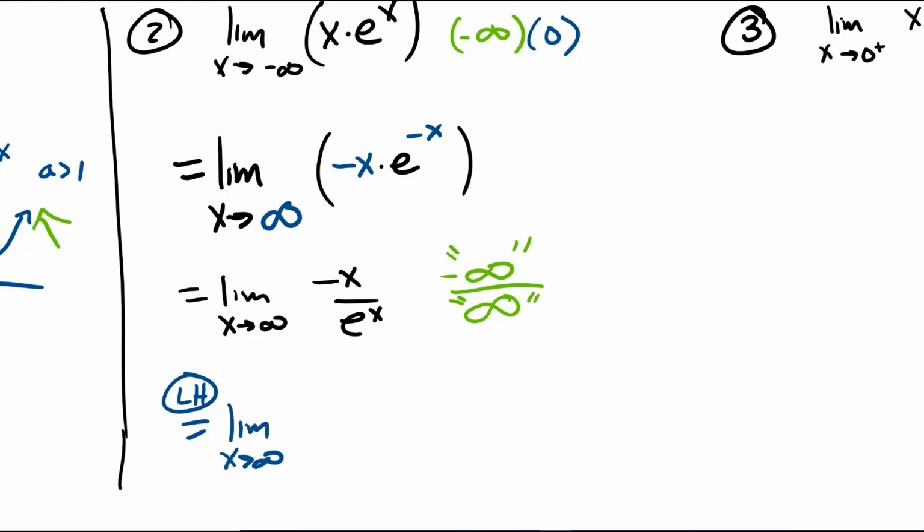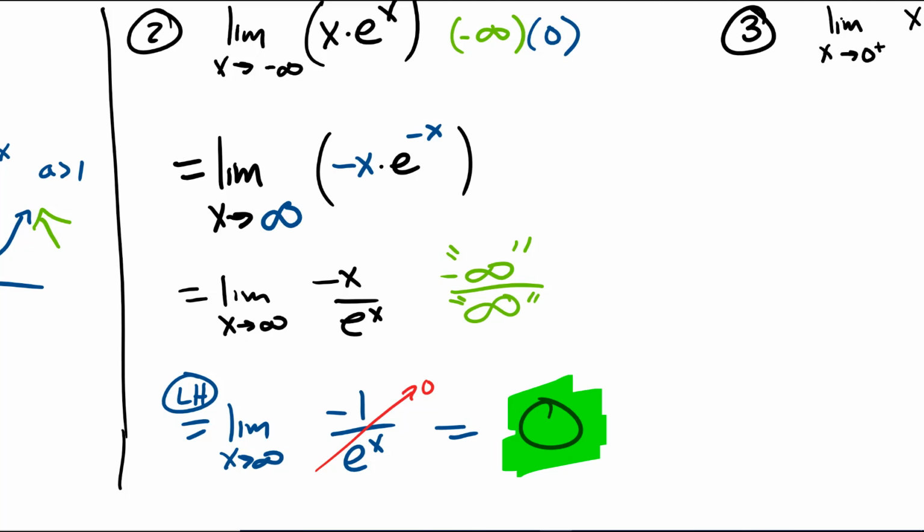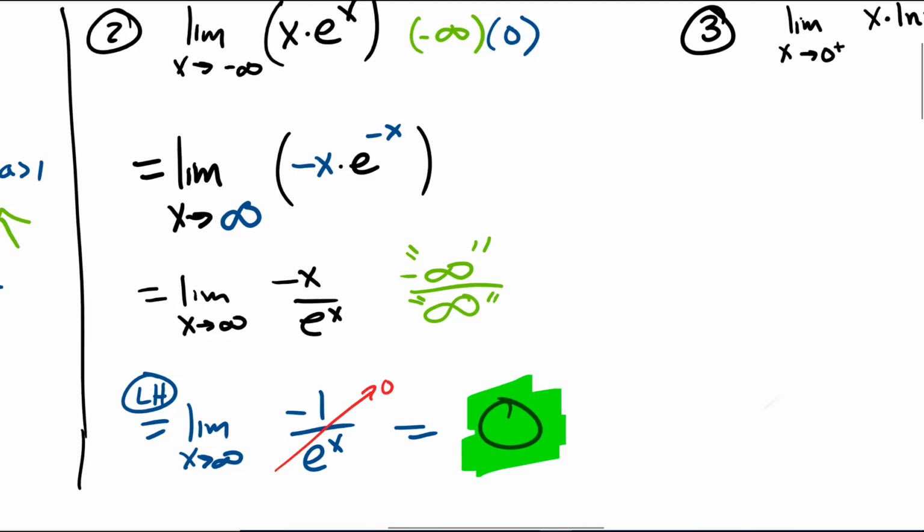The derivative of negative x is going to be negative 1. The derivative of e to the x is equal to e to the x. You plug that in, isn't the denominator going to get really big, and the numerator is going to stay exactly the same? Hence, that is going towards 0, and 0 is our solution for this one. Huzzah!